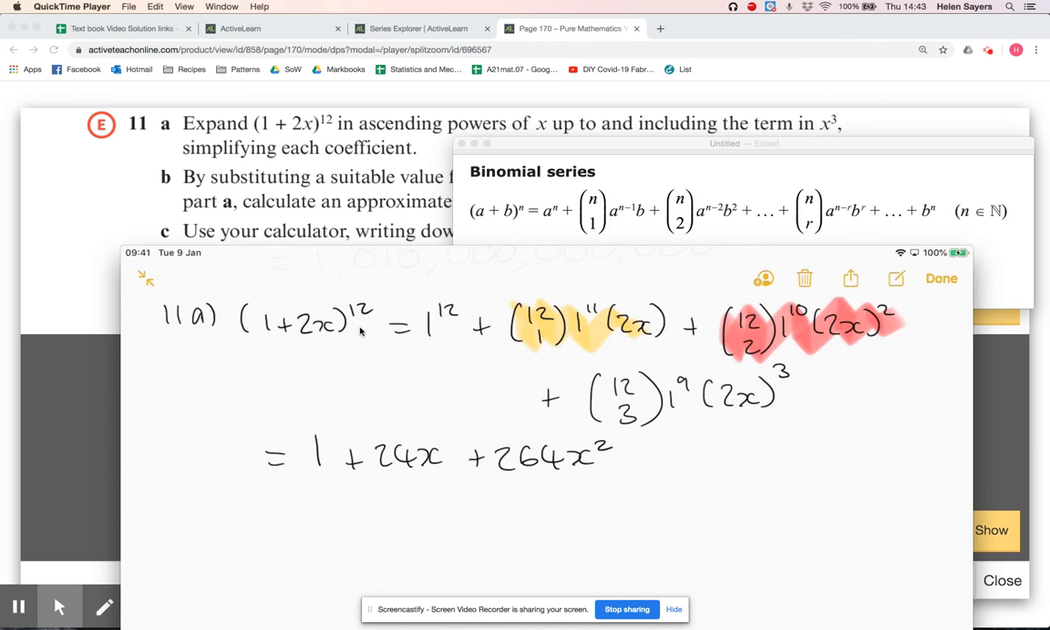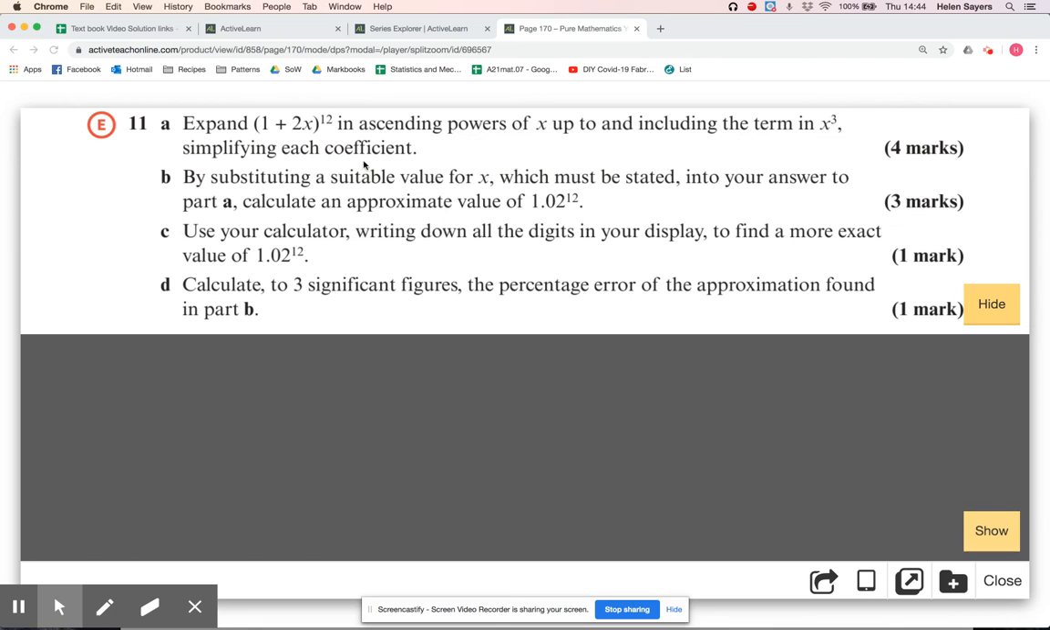And then just looking at the x cubed term, it's going to be 12 choose 3, which I get as 220 times 1 and then times 2 cubed, so that's times 8, so I get that as 1760x cubed. Okay, so I don't think we're going to need the formula anymore.